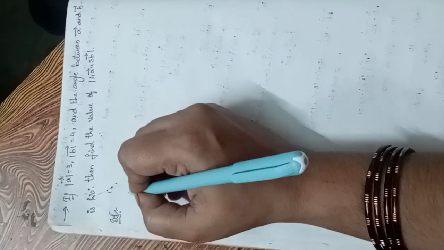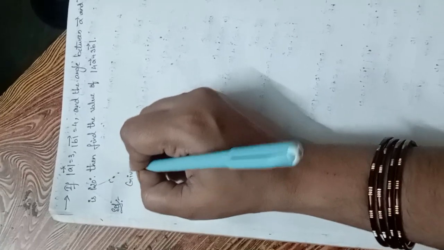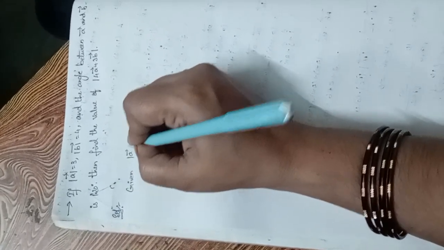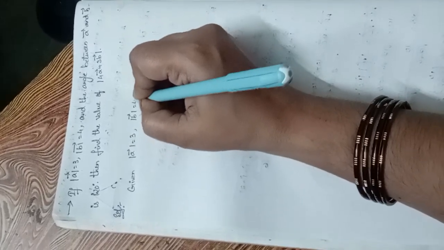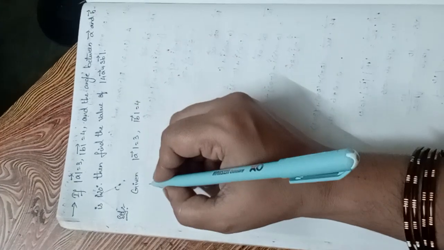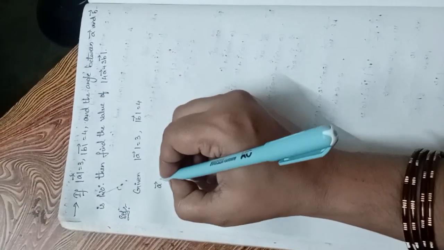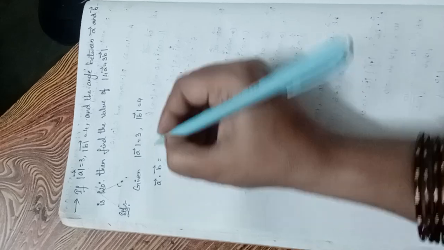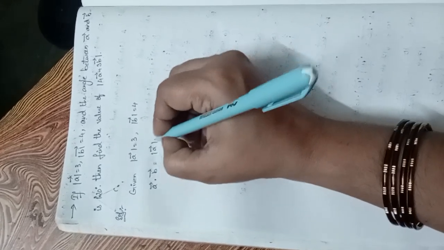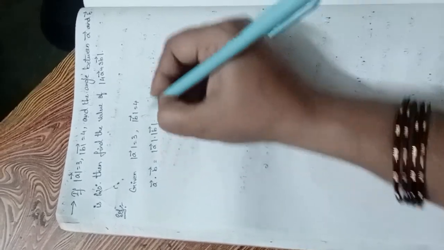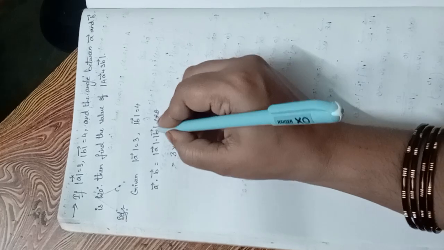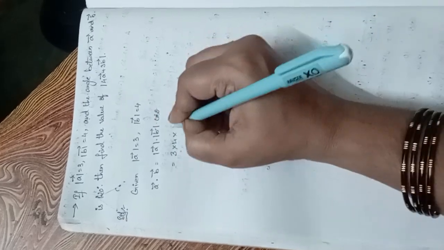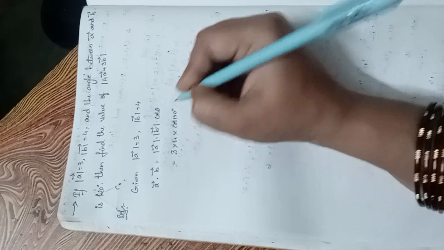So here, what is given: the magnitude of vector A is 3, the magnitude of vector B is 4. Okay, so we have a formula. What is that? Vector A dot vector B is equal to the magnitude of vector A into the magnitude of vector B into cos theta, right? Which is equal to 3 into 4 into cos of 120 degrees.